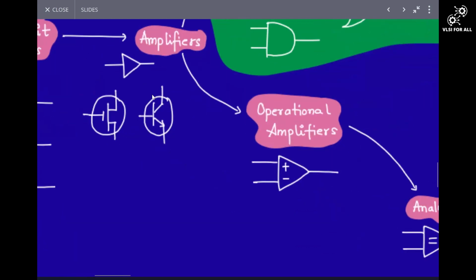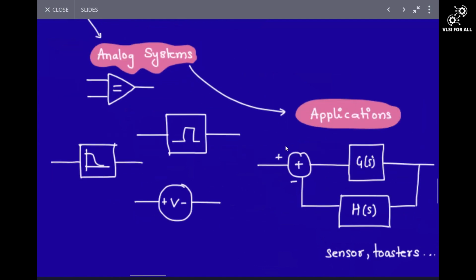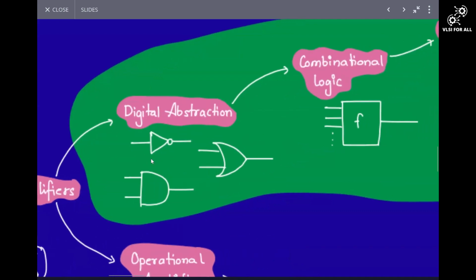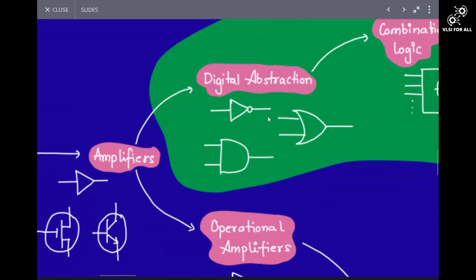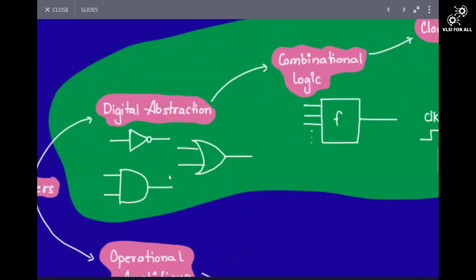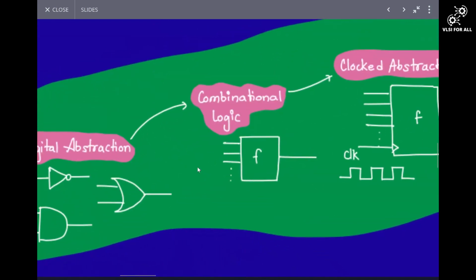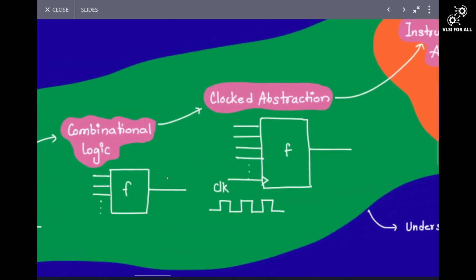If you want to go into the analog domain, this all comes into the picture: analog systems, control systems and all. But let's focus on digital systems, because we are focused on embedded systems, which are digital. So all these amplifiers, you can have digital abstractions for, which means logic gates, right? You use these logic gates to design some complex combinational circuit, let's say a multiplier or an adder. You can build an adder using many logic gates. Now, once those adders are done, that's just combinational logic.